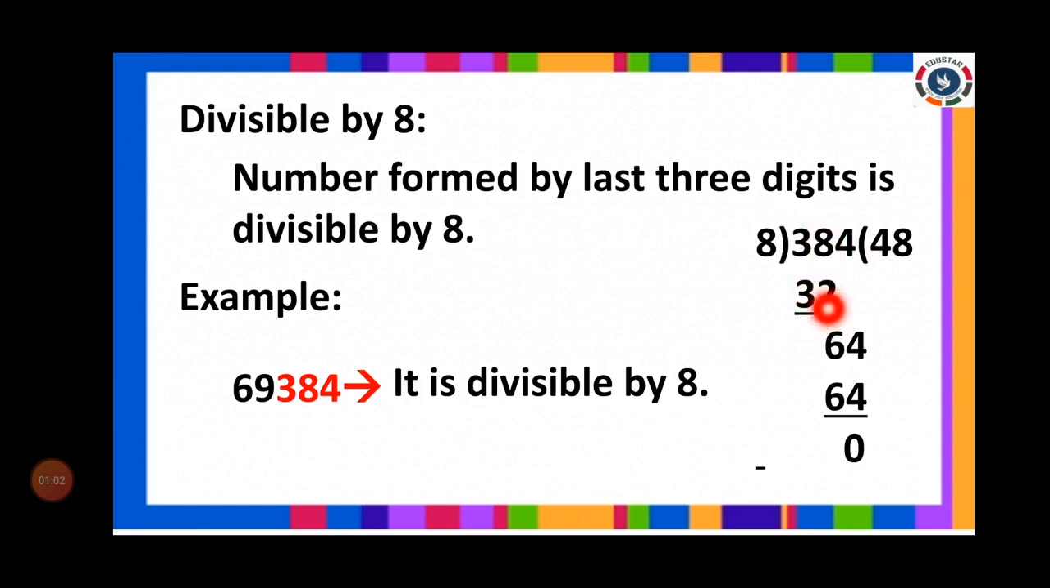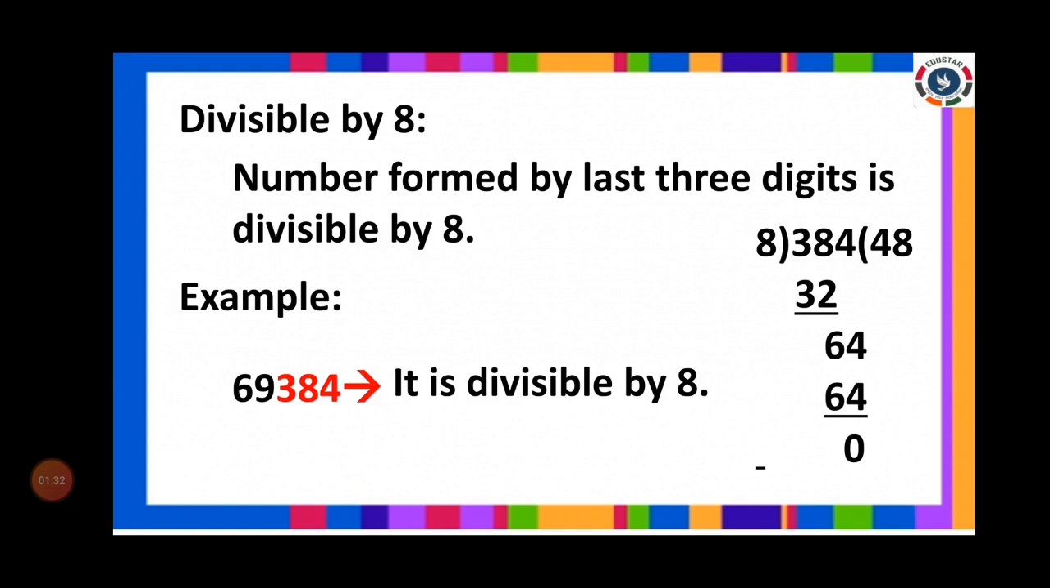Then you subtract the values. 38 minus 32, you get 6. Then we have only 4 left, so I am bringing it down. Now 6 becomes 64. In 64, how many times is 8 there? 8 times. So 8 8s are 64. So I am writing, finally you are getting 0 remainder. So getting 0 remainder means it really is divisible by 8.